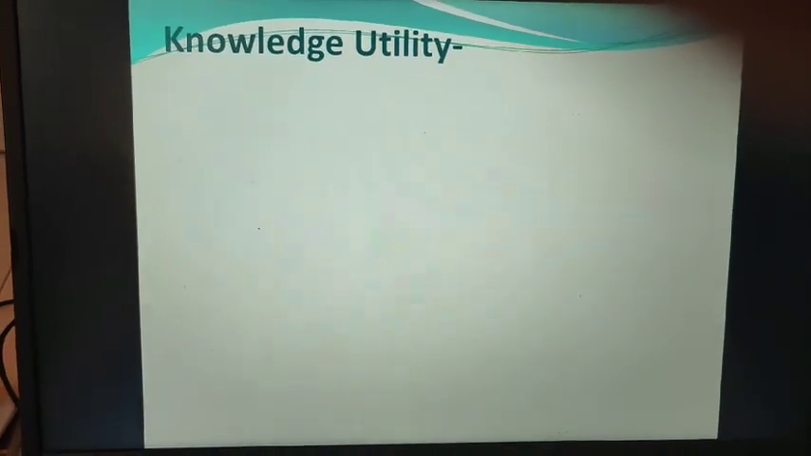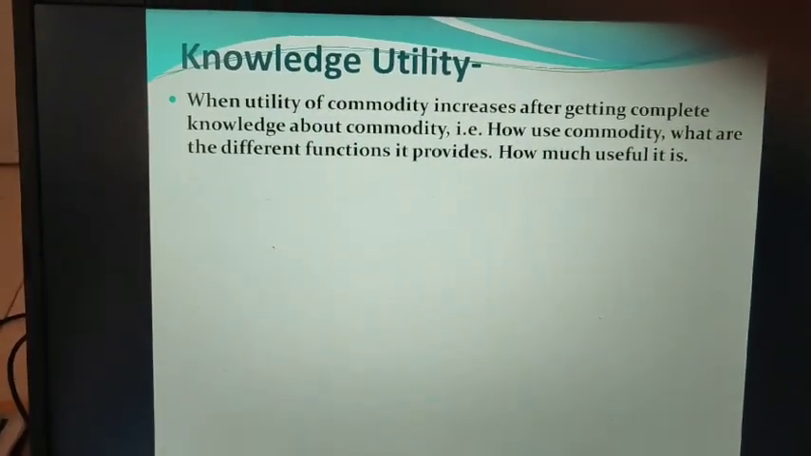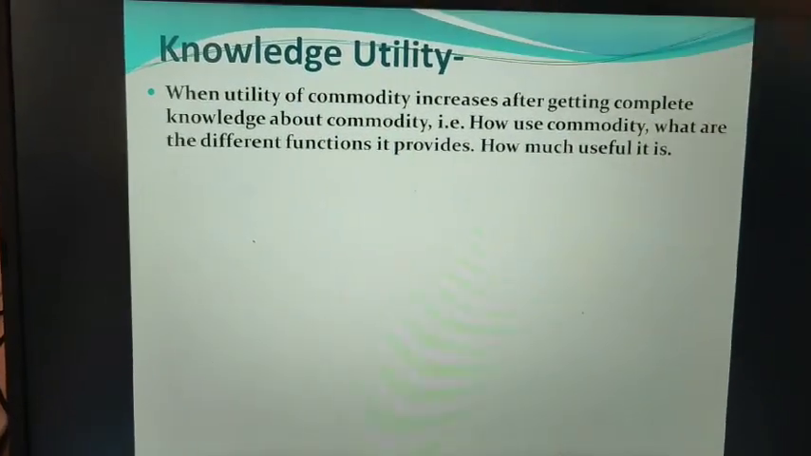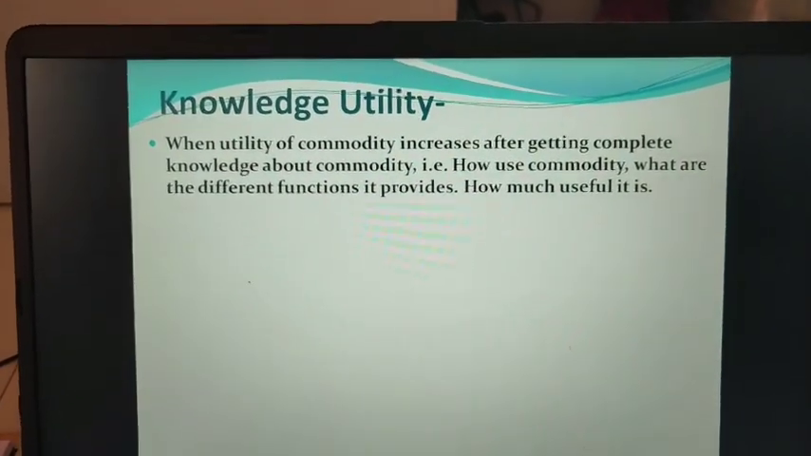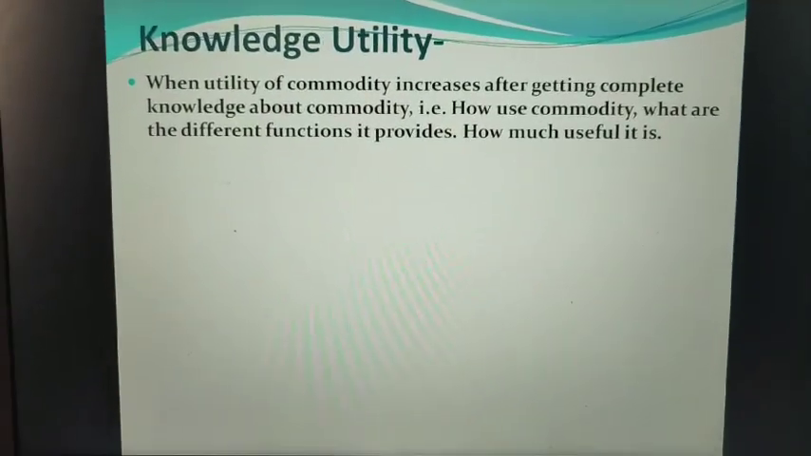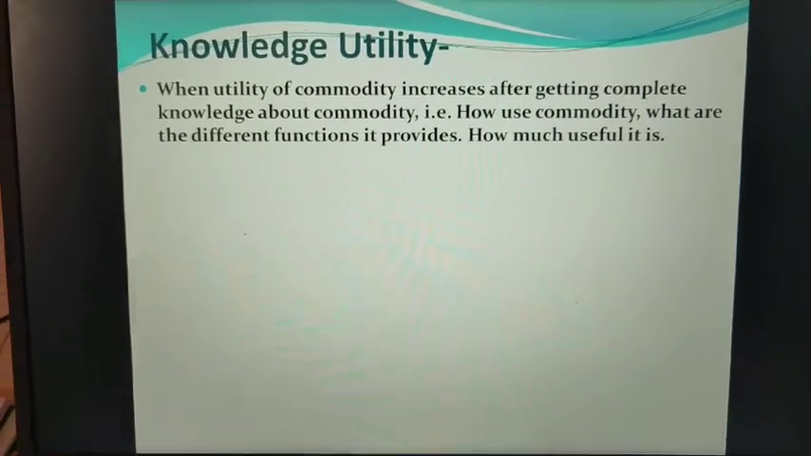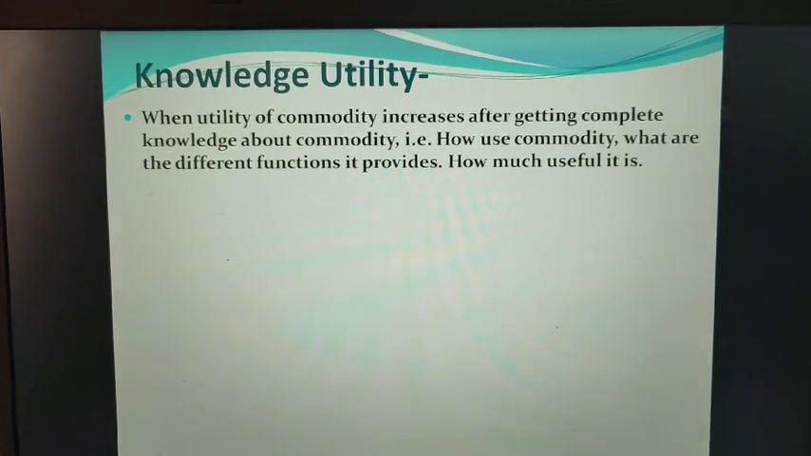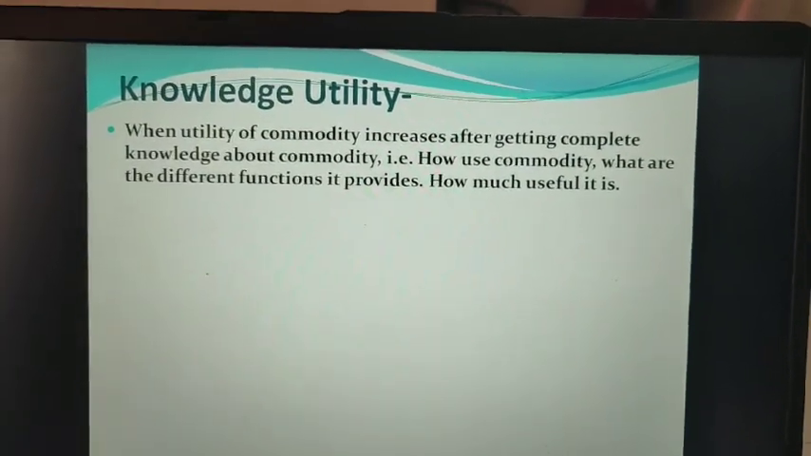So our next point is knowledge utility. Very nice point, very different. The utility of a commodity increases after getting complete knowledge about that commodity: how to use it, what different functions are provided by that particular commodity, how useful it is, is it useful or not. So after getting all these things, we can get the knowledge utility out of that commodity.